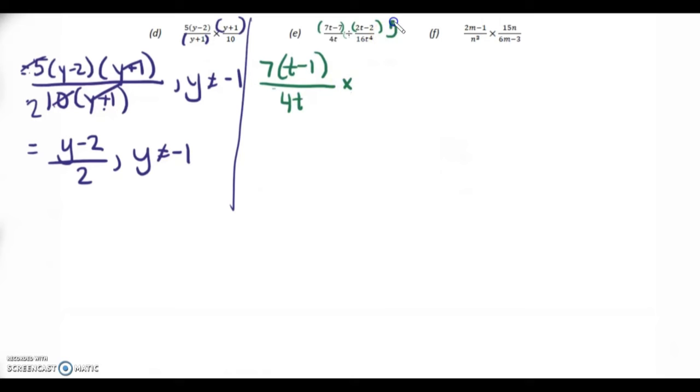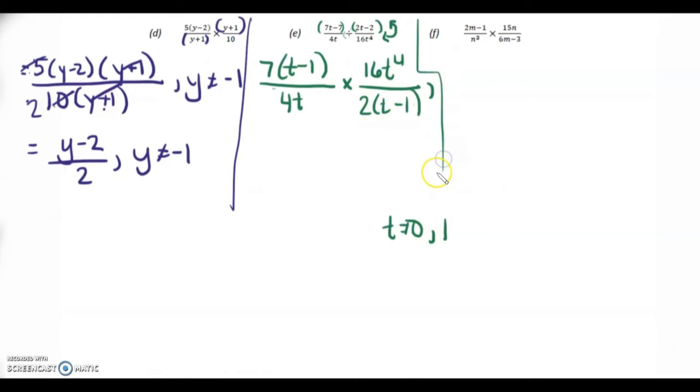However, we're going to multiply by the reciprocal. So 16t to the 4 comes to the numerator. And in the denominator, I'm going to also factor out just a 2. So 2 bracket t minus 1. Okay, at this point, we have two restrictions. I'm going to put them down here just for spacing. T does not equal 0, right, from the monomials, from the original, and t does not equal 1 from this t minus 1 bracket.